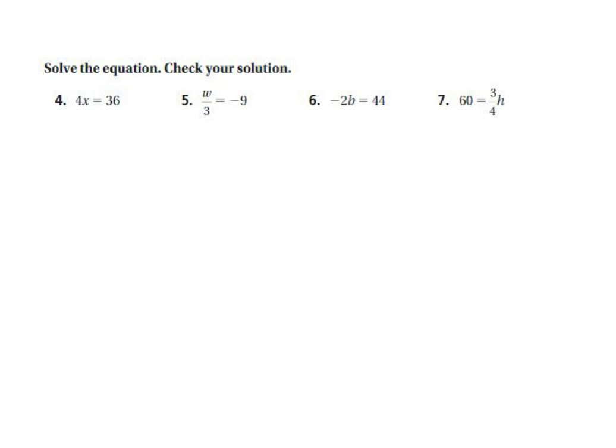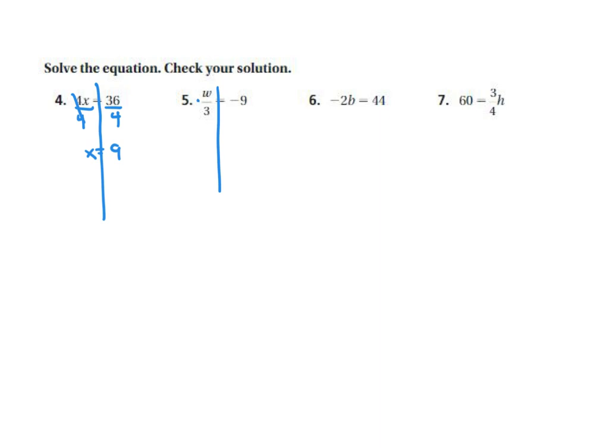For questions 4 through 7, solve. 4 times x, the opposite is divide by 4. 4 divided by 4 is 1. X is 9.